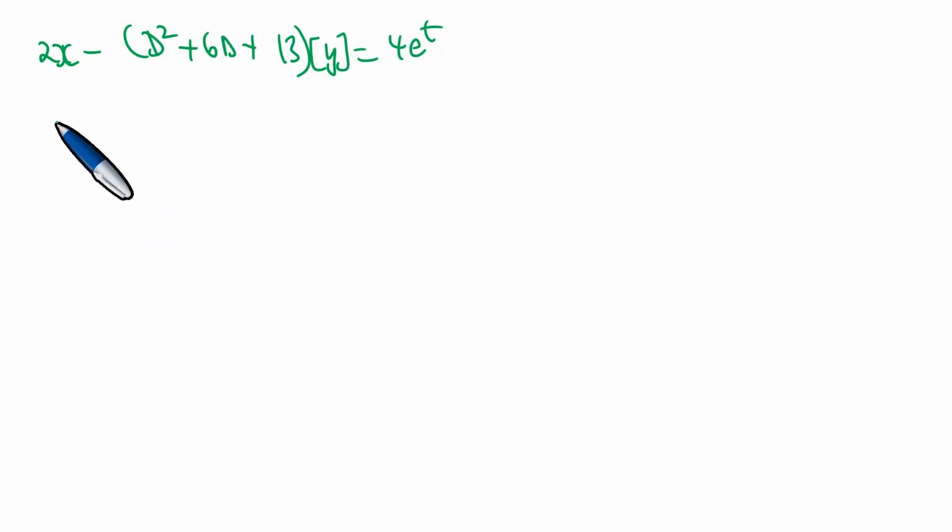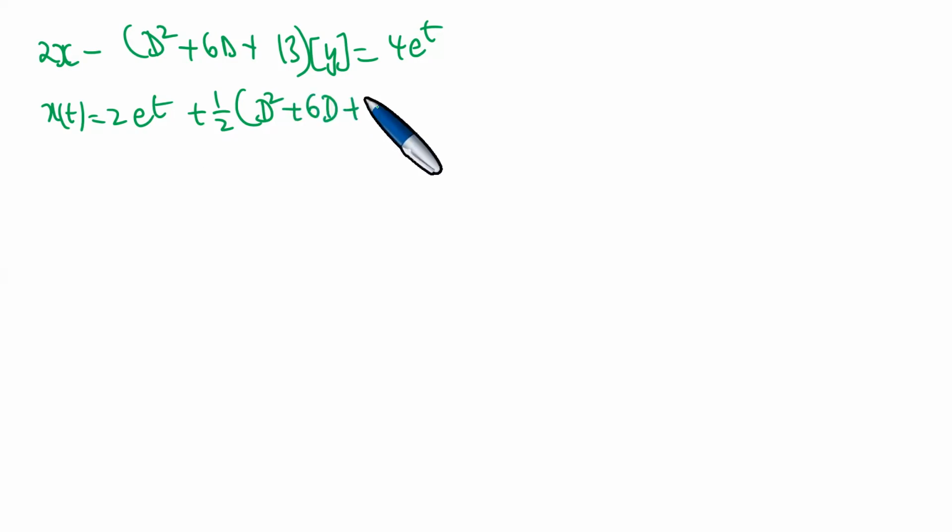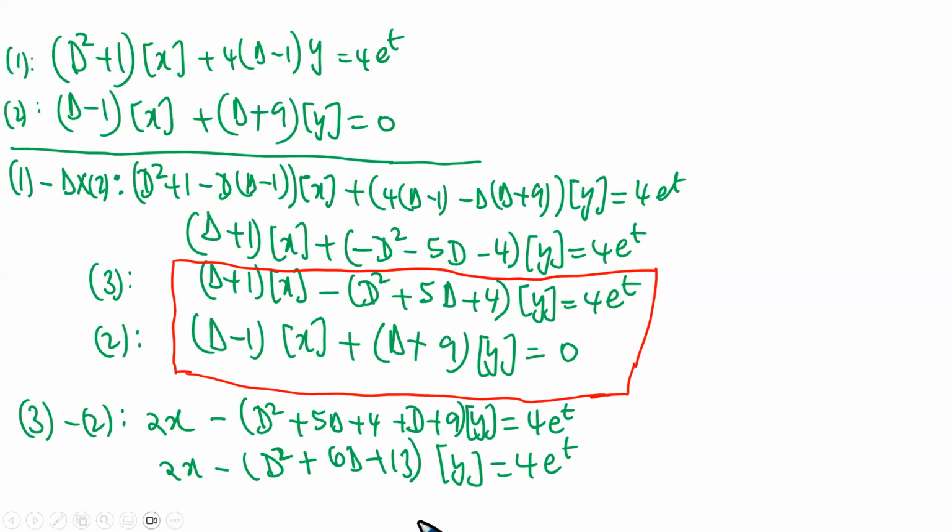Let's make x the subject of the equation. Making x the subject means x(t) is equal to, obviously you move this to the other side and then you divide 4 by 2, 2e^t, plus 1/2 (D² + 6D + 13) y. Just like so. Let me check. Checking carefully.